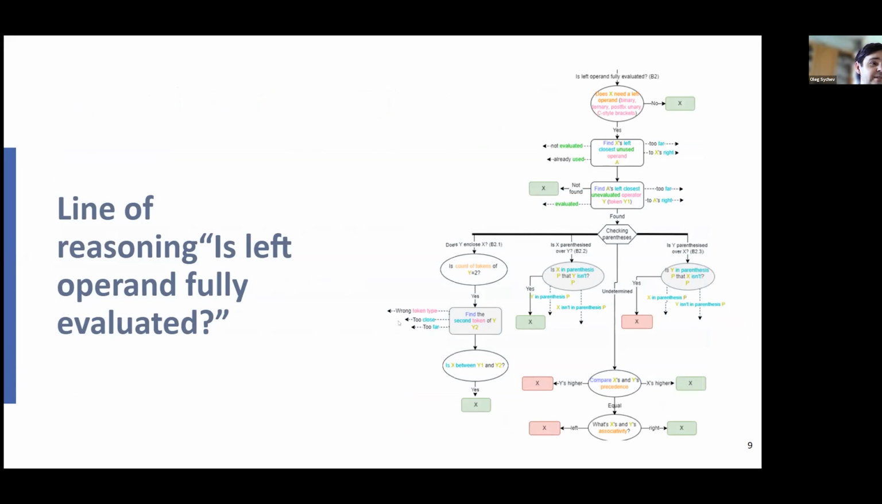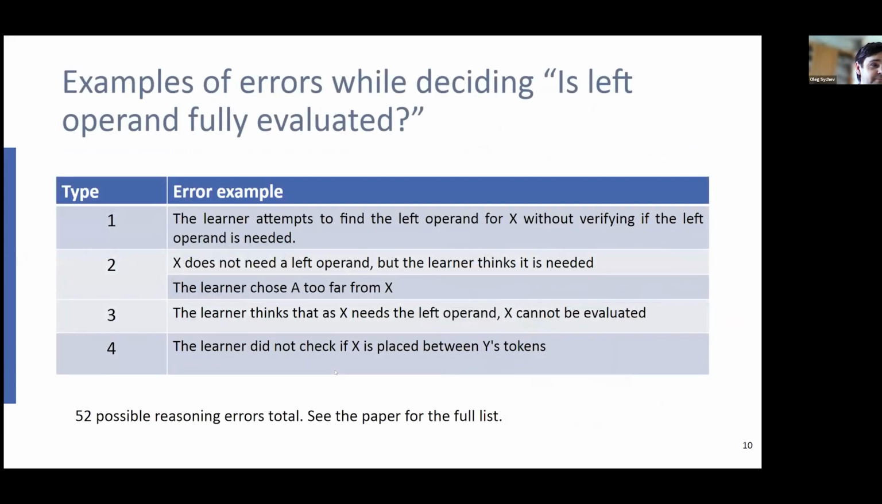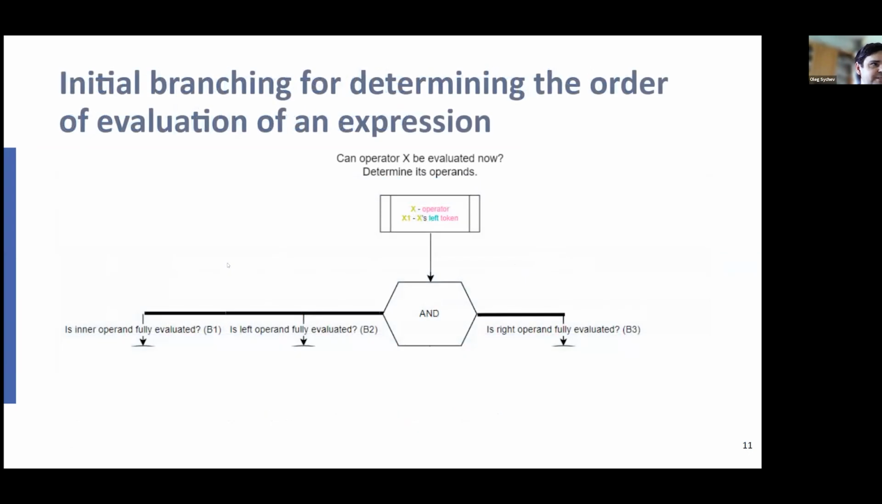So, for example, for this line of reasoning containing one branch, it is possible to find errors of 4 kinds. For example, the learner attempts to find the left operand without verifying that the operator really needs a left operand. Answering questions wrongly, answering questions in the wrong order, and missing something. Totally, these lines give more than 50 possible reasoning errors. The full list is provided in the paper.